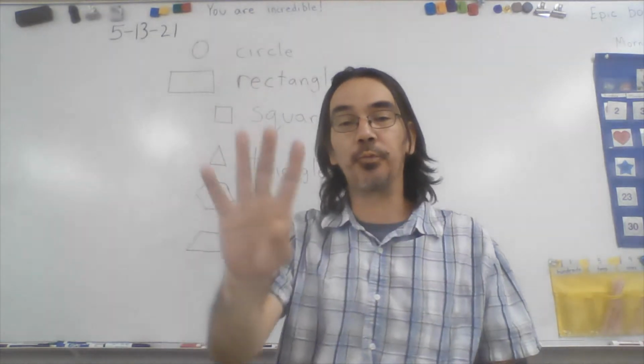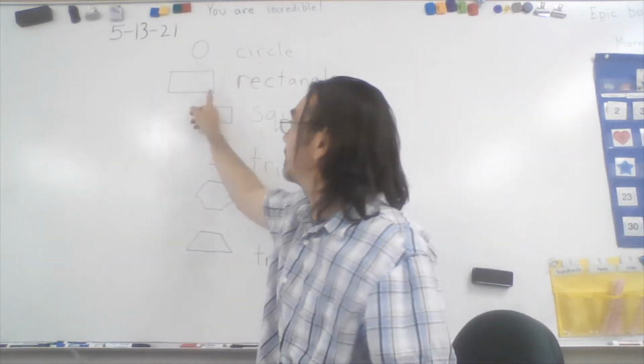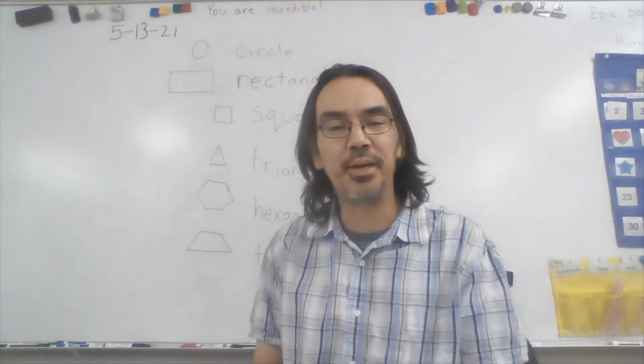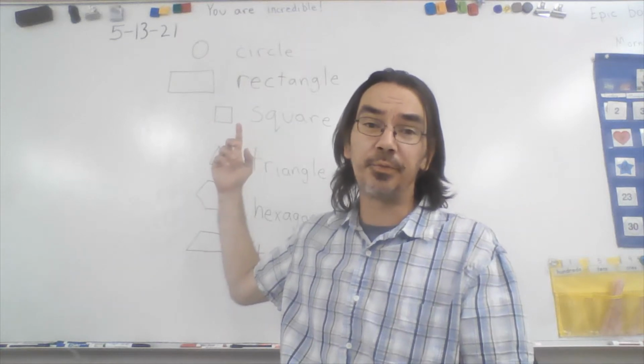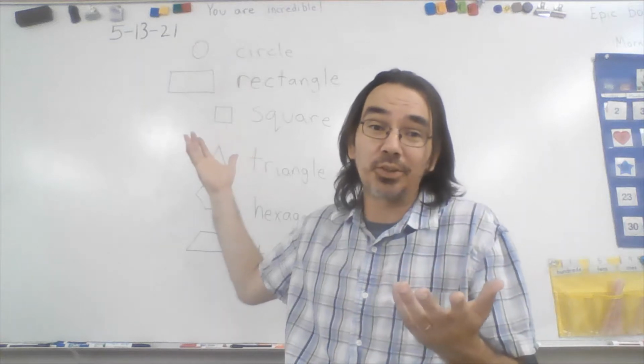4 sides, 4 vertices. 2 sides are longer than the other 2 sides. These 2 sides are very long. These 2 sides, not so much. We have a cousin of the rectangle coming in here. In fact, it is a special shape because it's also a rectangle.